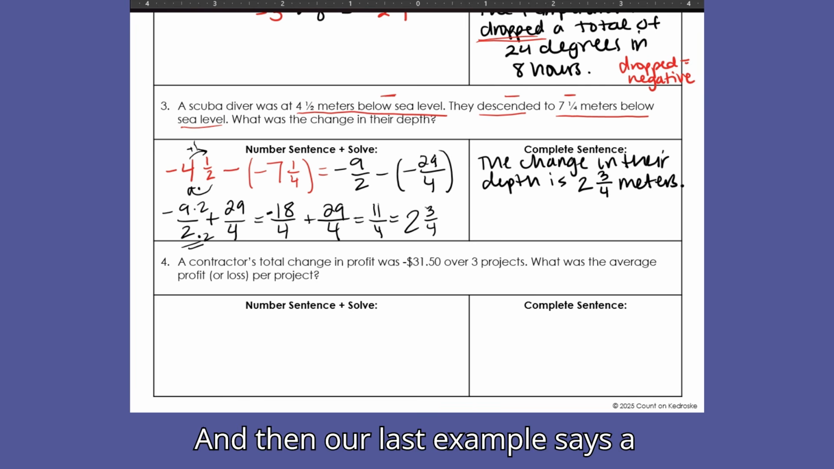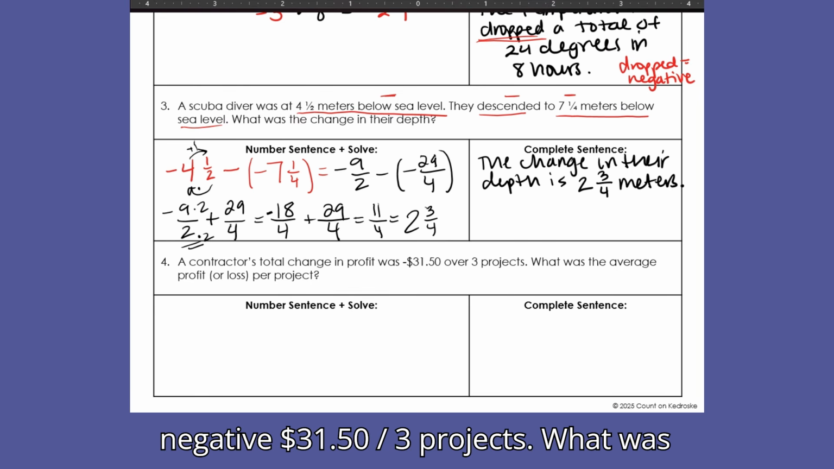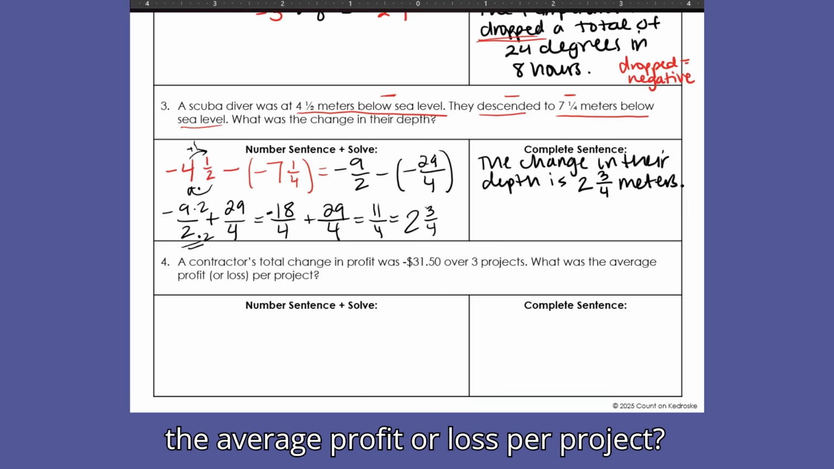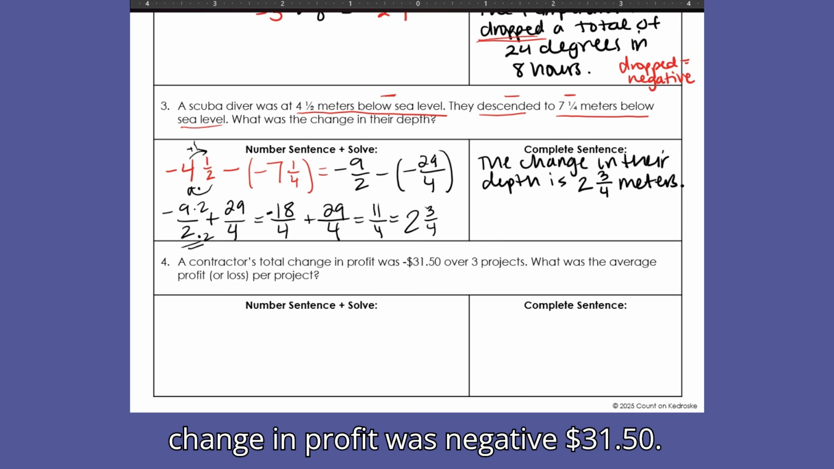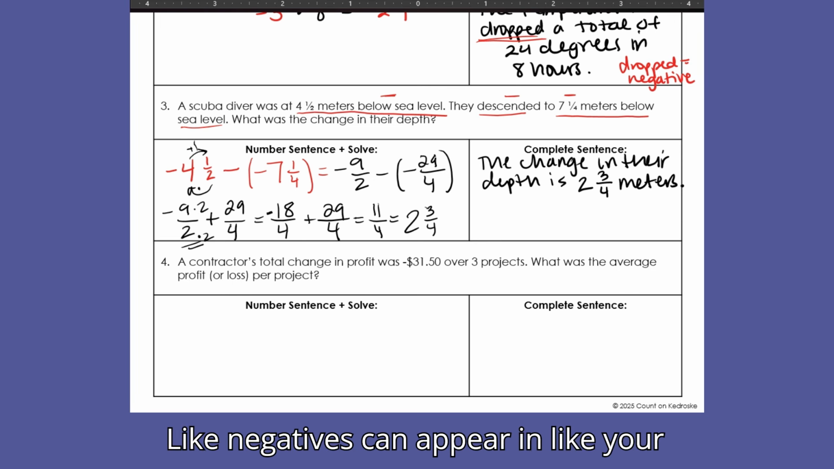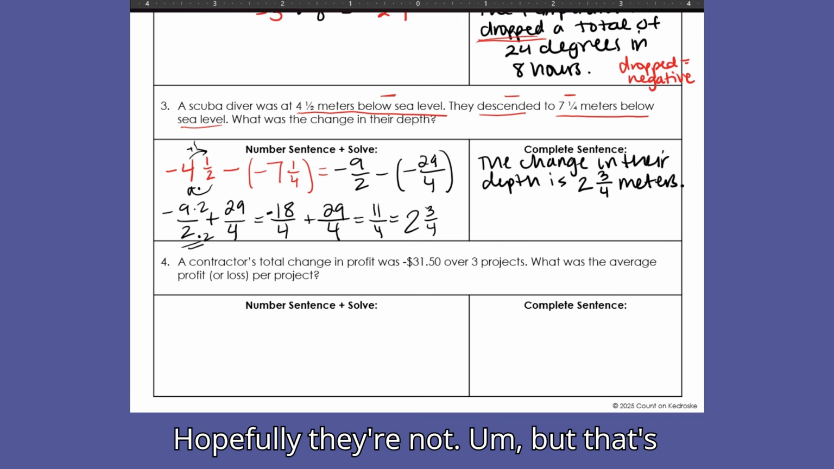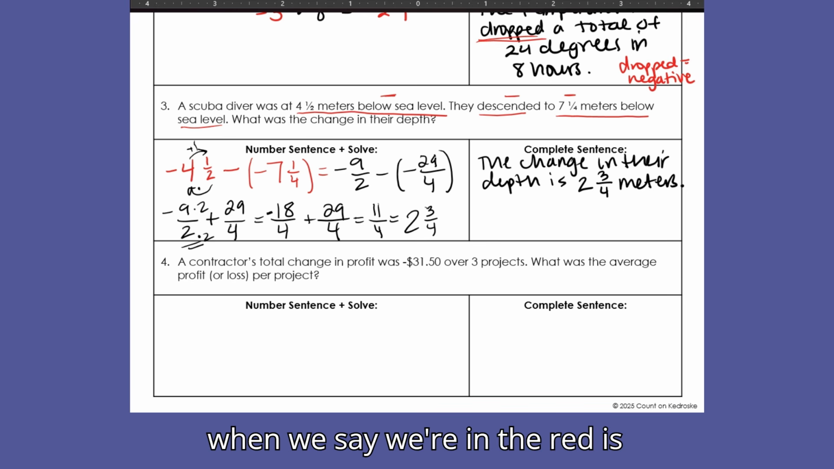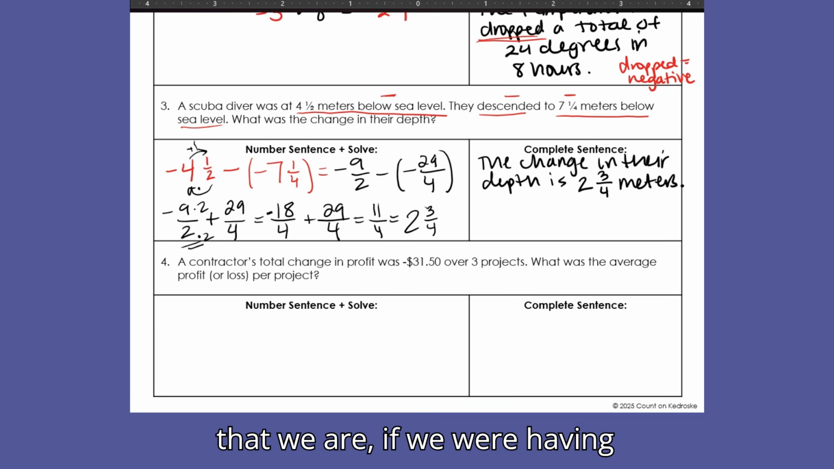Then our last example says a contractor's total change in profit was negative $31.50 over 3 projects. What was the average profit or loss per project? So this one's actually saying their change in profit was negative $31.50. Negatives can appear in your books if you're running a business. Hopefully not. But that's when we say we're in the red, if our books are showing that we're essentially not having a profit, we're having a loss.